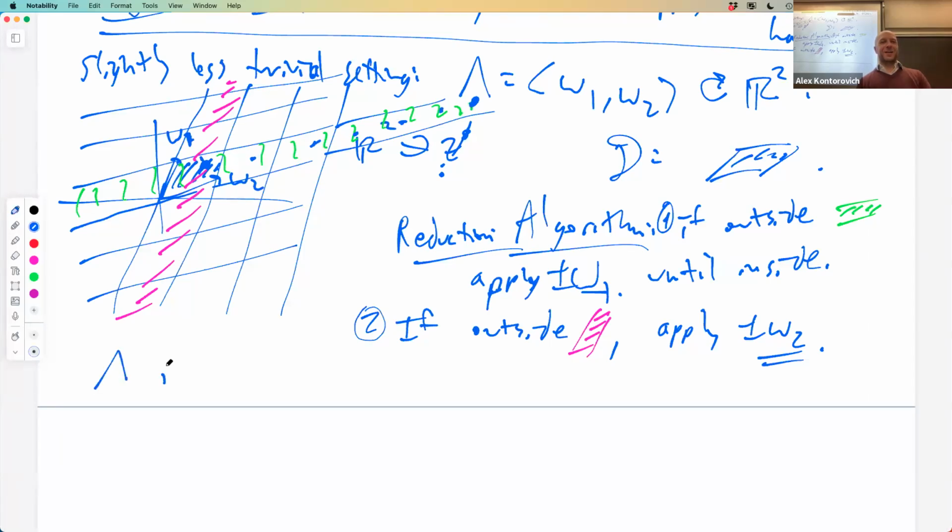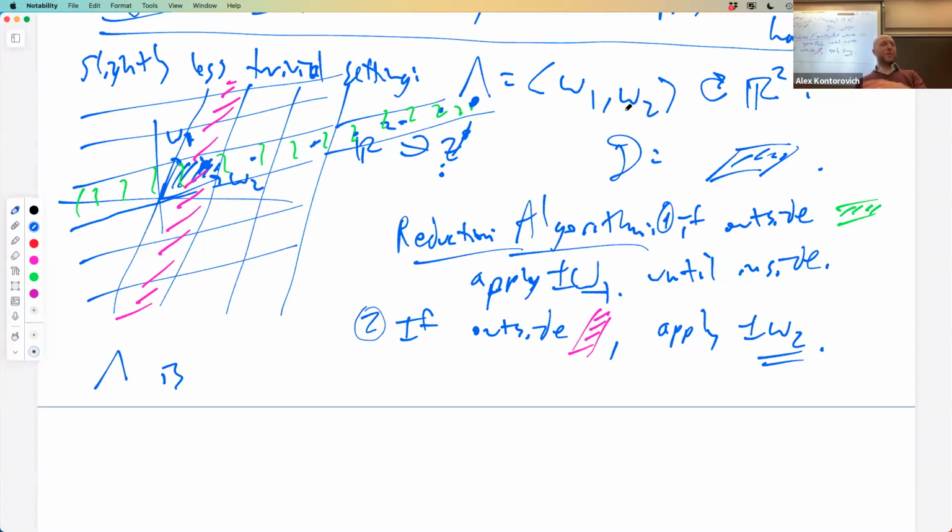This group action is, well, it's not transitive on all of R2. Transitive would mean that it can take any point of R2 to any other point of R2. But it's something much simpler.